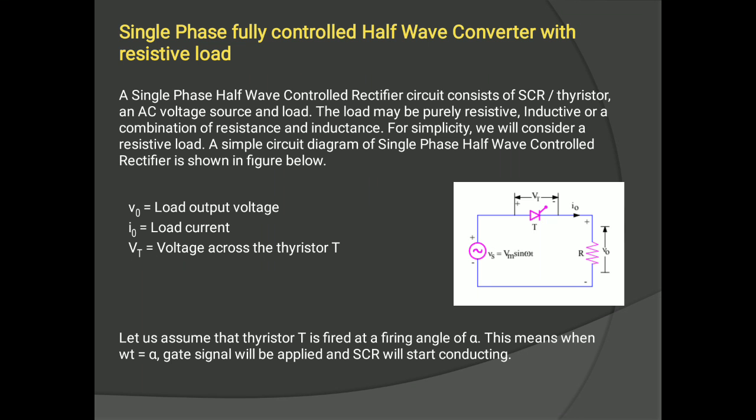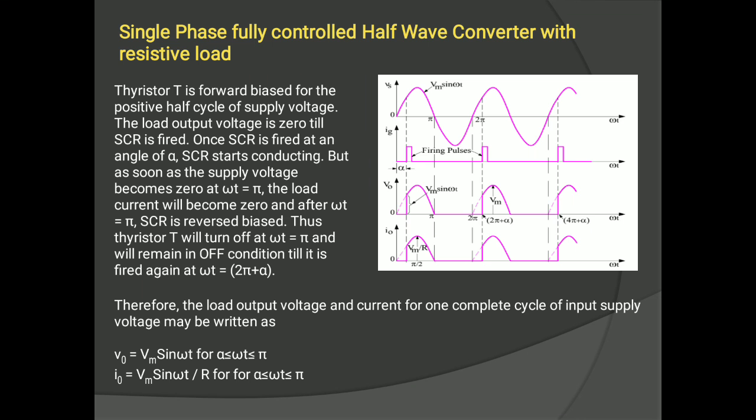Here V0 equals the load output voltage, I0 equals the load current and Vt equals the voltage across the thyristor T. Here T is fired at an angle alpha, which is called the firing angle. Now the thyristor is forward biased for the positive half cycle of the supply voltage. The load voltage is 0 till the SCR is fired. At an angle alpha, the SCR starts conducting.